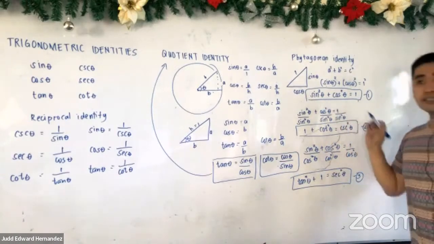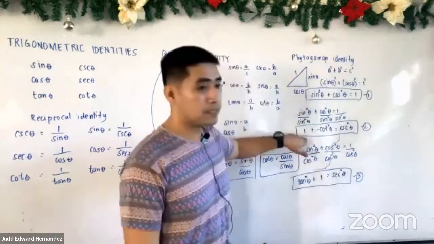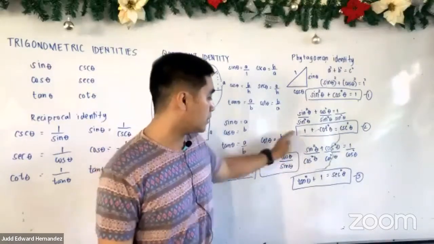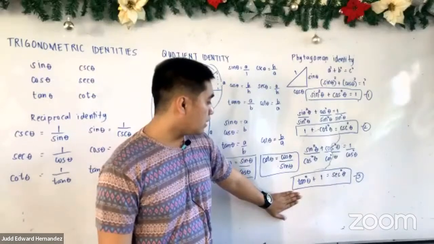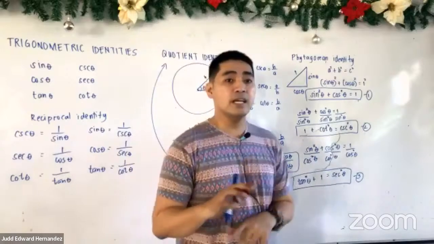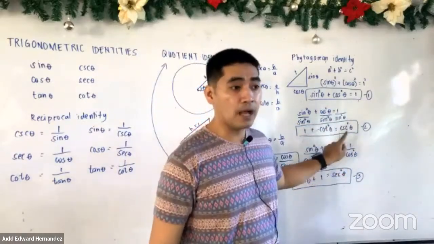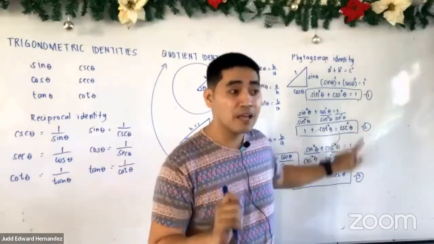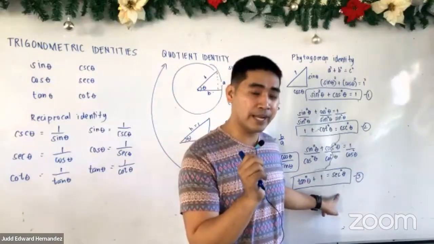First Pythagorean, sine squared theta plus cosine squared theta is equal to 1. Second Pythagorean, 1 plus cotangent squared theta is equal to cosecant squared theta. Third Pythagorean identity, tan squared theta plus 1 is equal to secant squared theta. Madali lang naman siya kasi walang nauulit. Magkasama, sine, cosine. Magkasama, cotangent, cosecant. Dahil pareho silang co-function. Magkasama, tangent, secant. Yun lang tatandaan mo. Maliwanag?